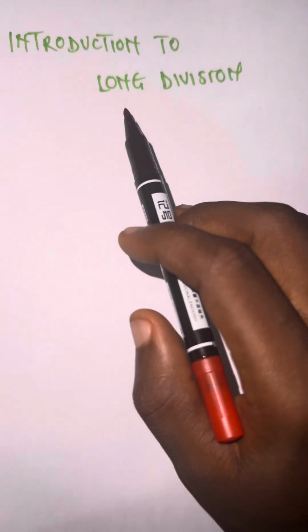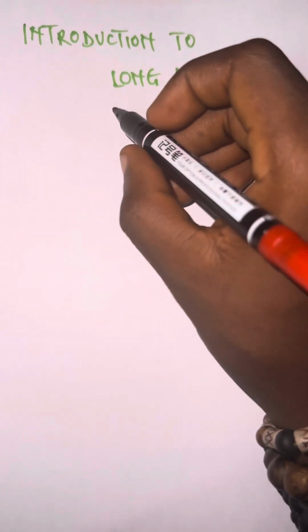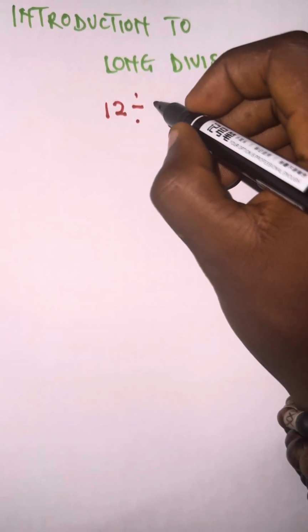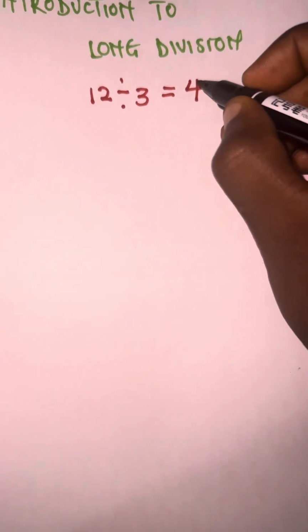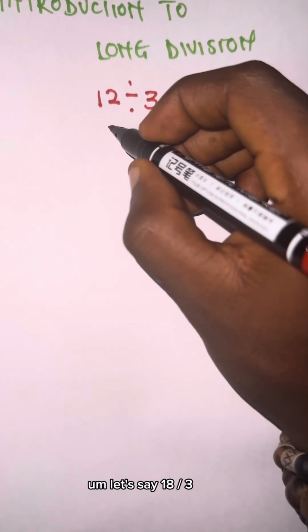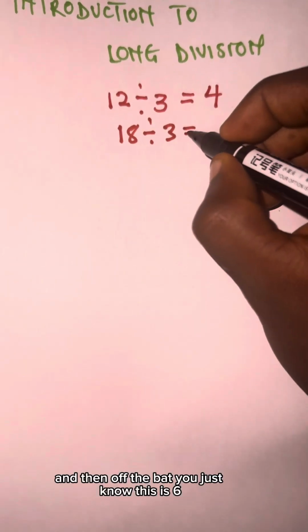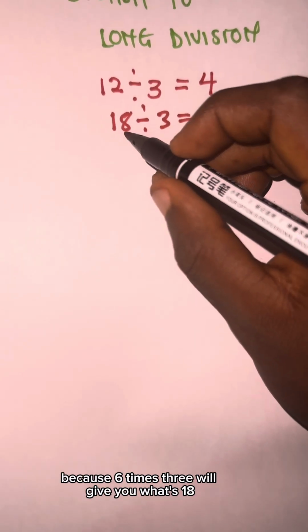Today we are going to learn about introduction to long division. So up to now, you're probably familiar with simple divisions like 12 divided by 3, and just off your head you can know this is 4, right? Or let's say 18 divided by 3, and off the bat you just know this is 6 because 6 times 3 will give you 18.